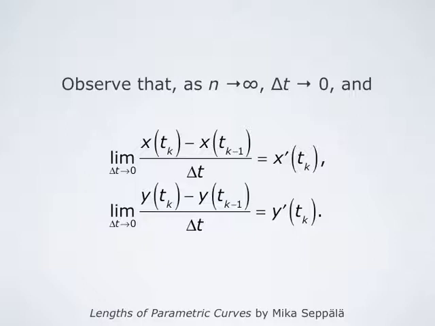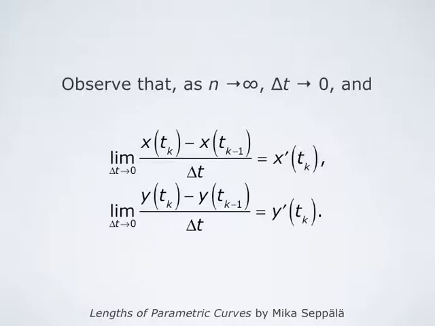Next, we observe that as n goes to infinity, delta t goes to 0, and the limit of x at tk minus x at tk-1 divided by delta t as delta t goes to 0 is simply the derivative of x at the point tk. Likewise, the limit of y(tk) minus y(tk-1) divided by delta t as delta t goes to 0 is the derivative of y at the point tk.